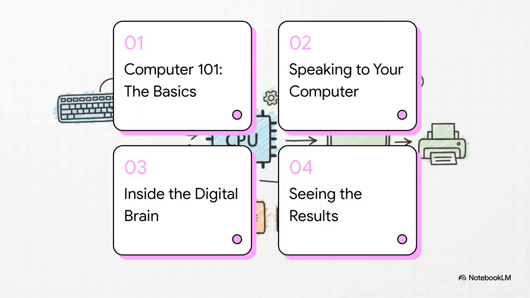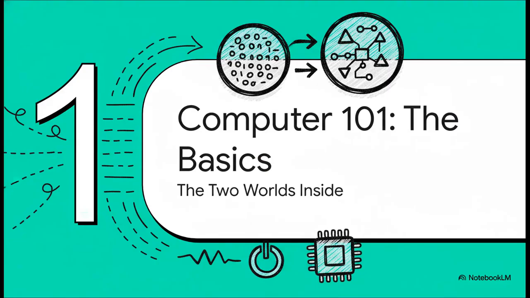And here's our game plan. First, we'll cover the absolute basics. Then, we'll look at how we actually talk to the computer. After that, we dive into the digital brain to see how it thinks. And finally, we'll see how it shows us the results. Simple as that. Okay, before we can really start our journey, we need to get the lay of the land.